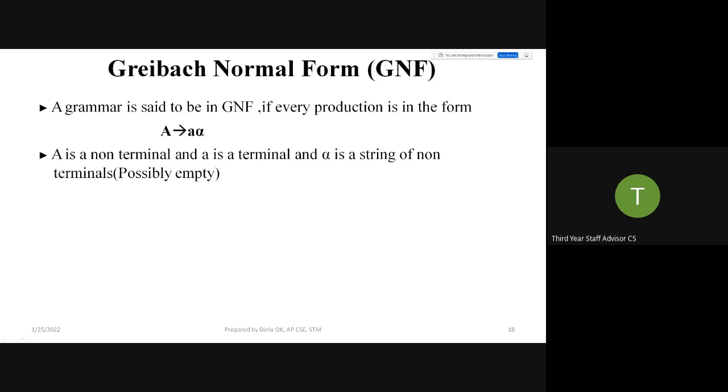So here you have an example, that is S implies A, and we have a production S implies A. Here we have to check whether it is in a Greibach normal form. Is it in Greibach normal form? ഇത് Greibach normal ഫോമിലാണോ?